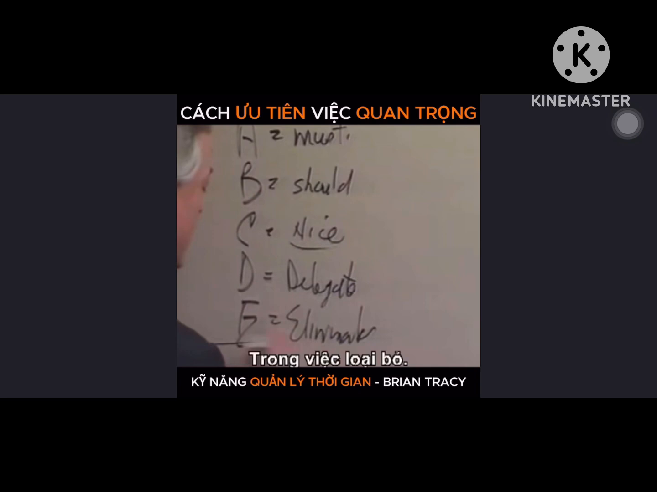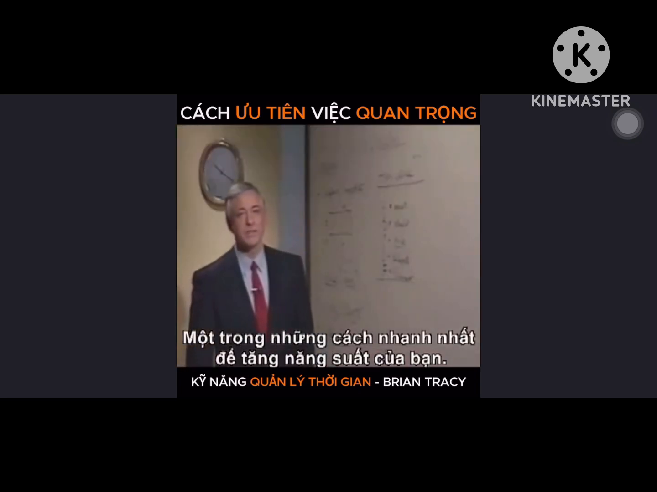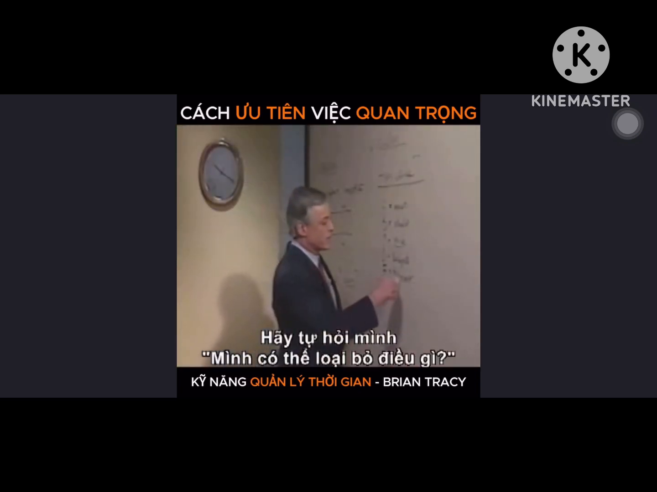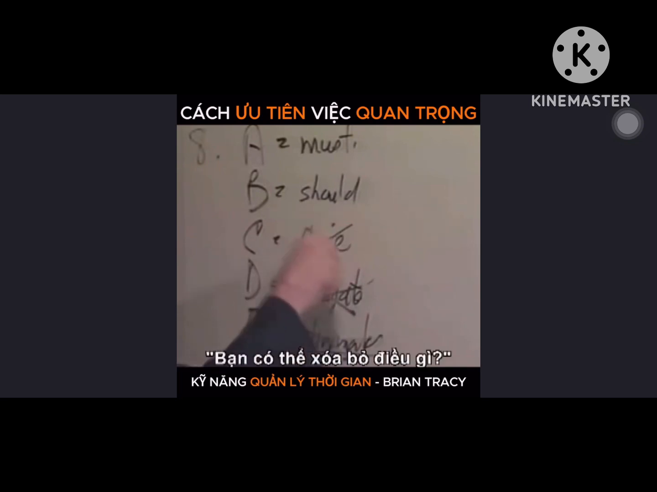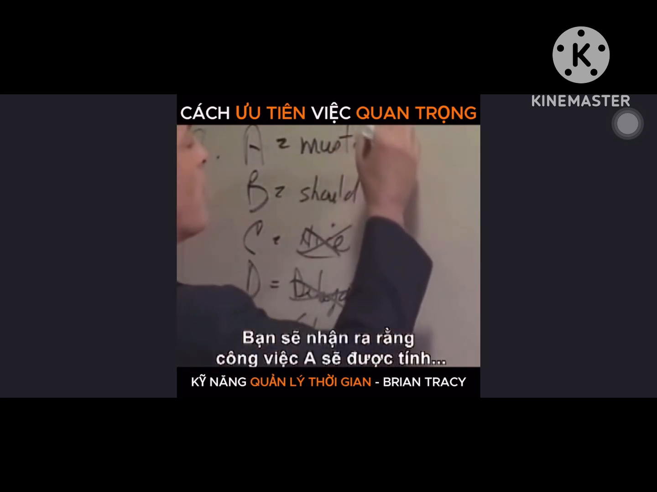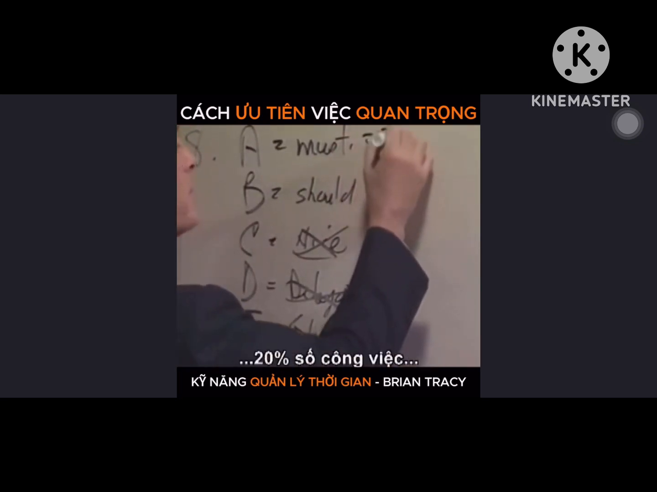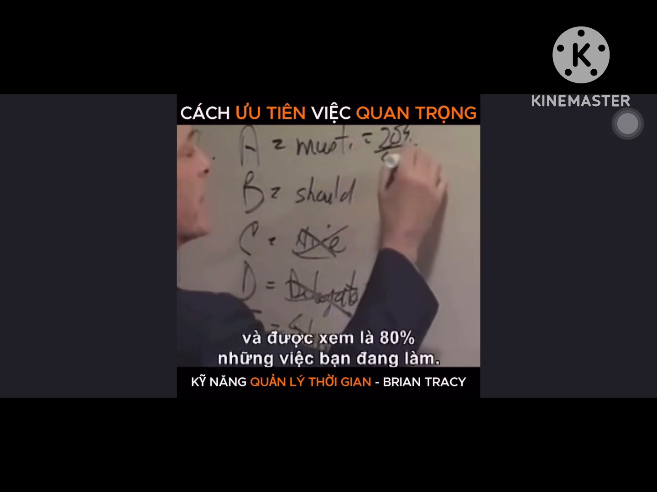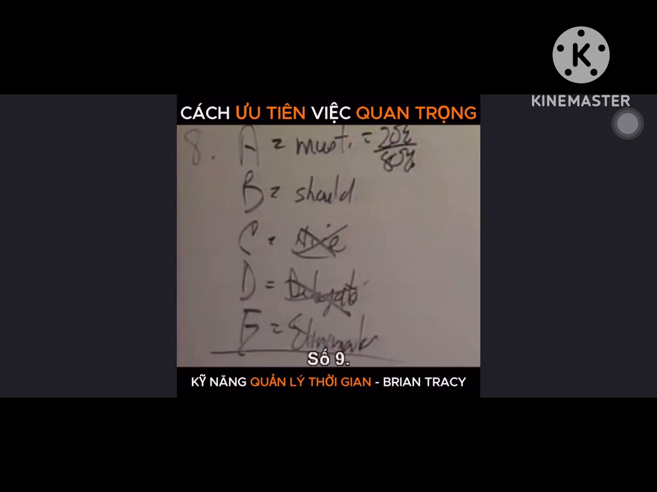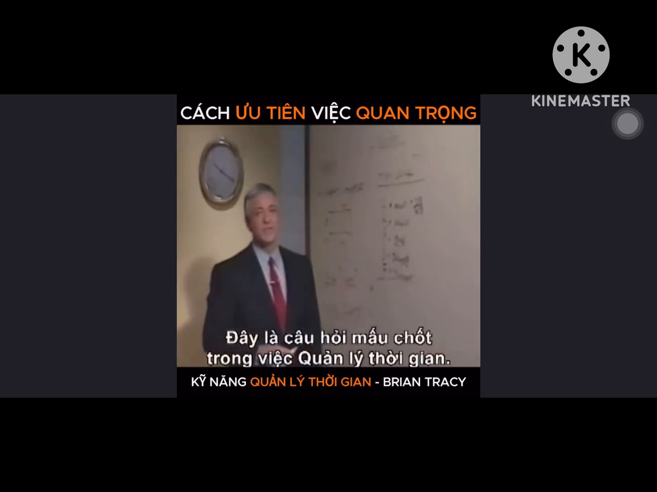Now, eliminating tasks is one of the fastest ways to increase your productivity. So you ask yourself, what are the things you can eliminate? What are the things you can delegate? What are the things you can delete? And you'll find that your A tasks will almost invariably be the 20% of things that will account for 80% of what you do.